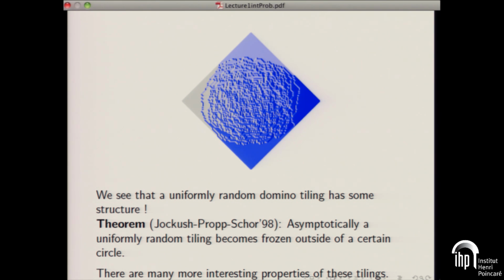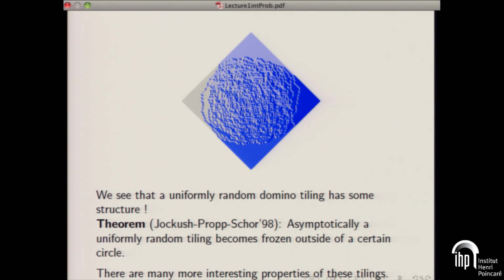Everything is frozen. And inside the circle, we definitely see something else. So this is a theorem which was proved by Jockusch, Propp, and Shor that domino tilings become frozen outside of a certain explicit circle, which means that we have only dominoes of one type on each of the corners. So this is a phenomenon which happens for uniformly random domino tiling of the Aztec diamond.